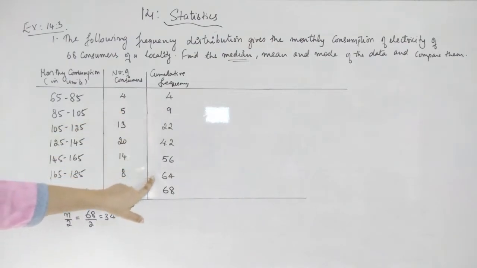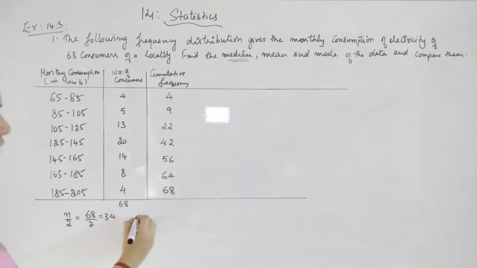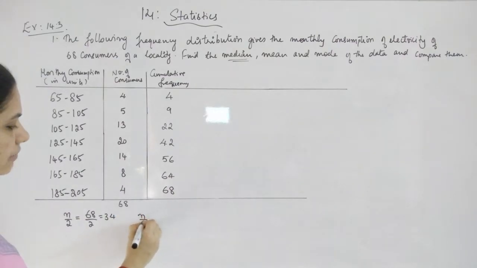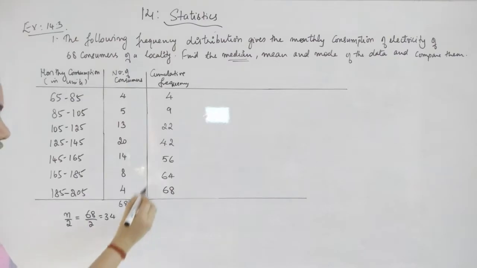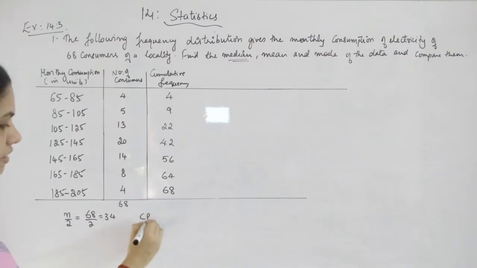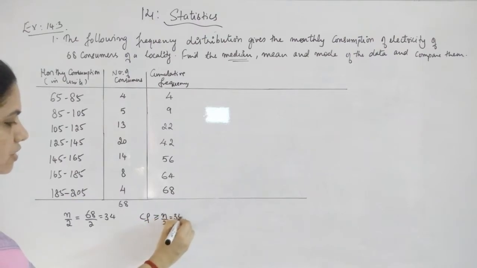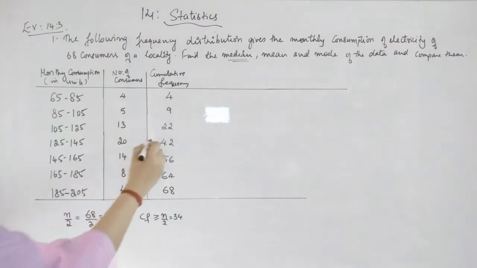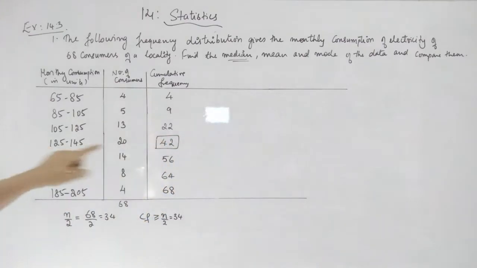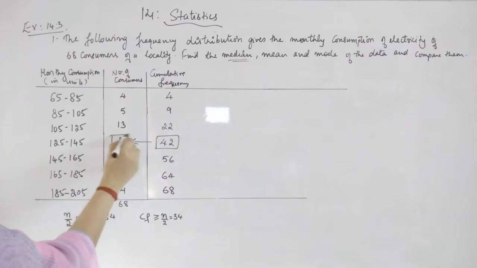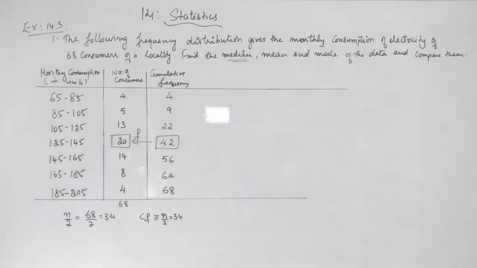You don't have 34 in the cumulative frequency table, so we go for the value which is greater. The cumulative frequency you choose should be greater than or equal to n by 2. Here n by 2 is 34, so the value greater than 34 is 42. Corresponding to this 42, you get the frequency of the median class. So this is the median class: 125 to 145. From the median class you get the lower limit also, so this acts as L.